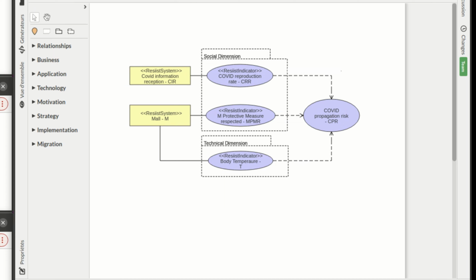The CRR indicator is part of the component indicators that provide information on the COVID at the national level. We can therefore see here that the shopping center is influenced by an external factor. Of course, other factors influence it, but this is a simplified example. The conceptual view thus allows us to see the links of influence between the indicators. Here, CRR, MPMR, and T influence CPR.